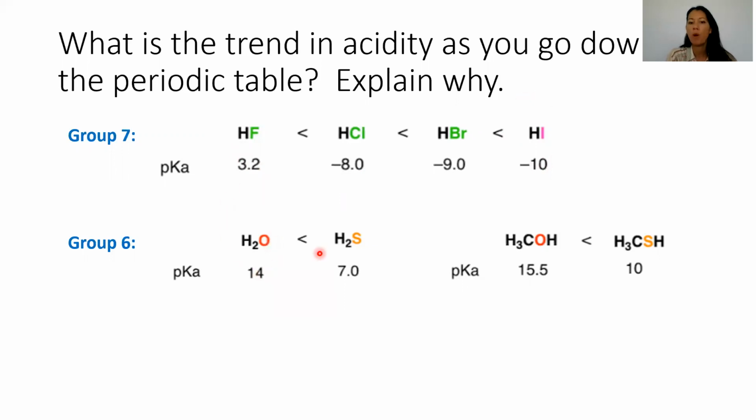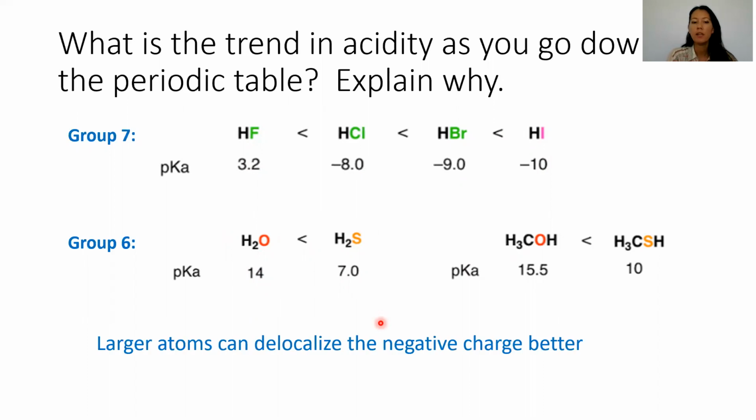In group 6, you could go O to S. In both of these, we see that you become more acidic. pK of 14 in water versus pK of 7 in H2S. Very similar bonding, but sulfur is bigger. So what explains the increase in acidity?